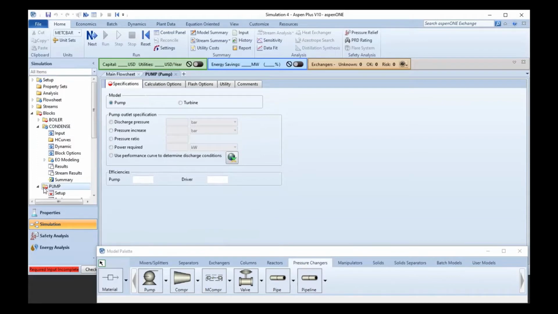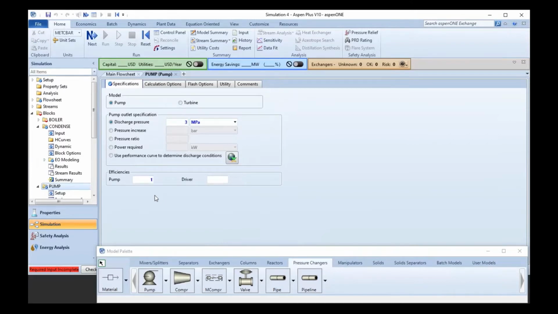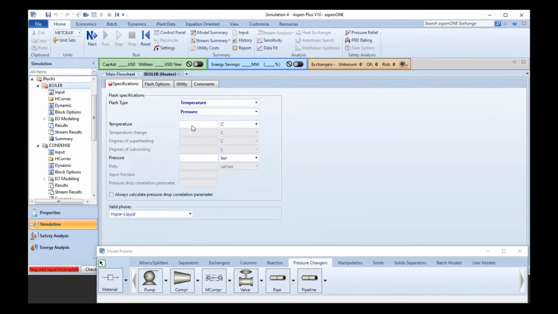Then we'll go to the pump, and for model we can leave this as pump, and then for discharge pressure we will put that as 3 megapascals, which was given. And then for the pump efficiency, we'll assume that to be 1. Next, we'll go to the boiler, and the temperature of the boiler is given as 600 degrees Celsius and the pressure as 3 megapascals.